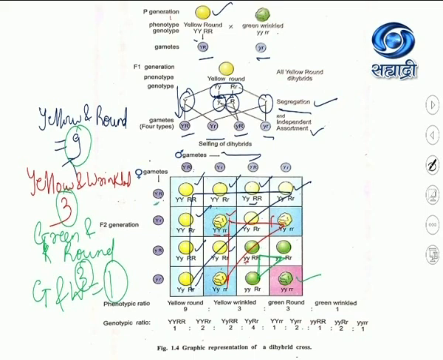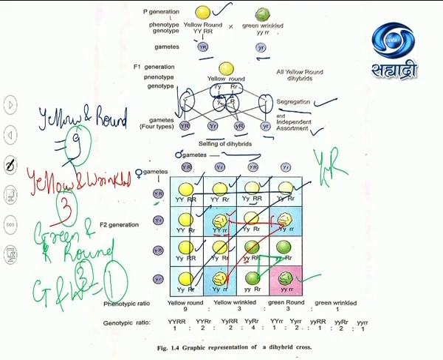I'll just give you a brief revision, students, if you don't understand. Capital Y, capital Y, capital R, capital R. What will be the color? Yellow and round. Capital Y, small r, small r. Small r represents wrinkled, so the seed will be yellow and wrinkled in this case. So in this way, the phenotypic ratio obtained was 9:3:3:1.